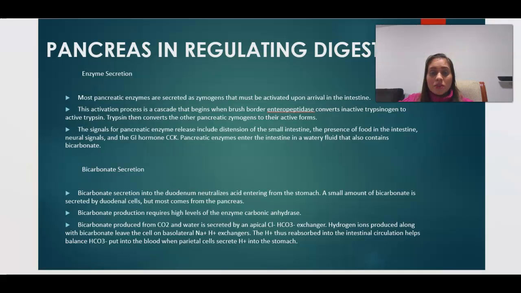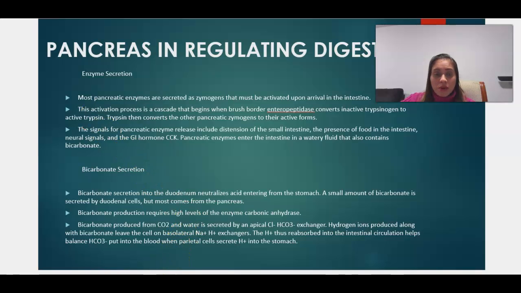Bicarbonate produced from carbon dioxide and water is secreted by an apical chloride-bicarbonate exchanger. Hydrogen ions produced along with bicarbonate leave the cell on basolateral sodium-hydrogen exchangers. The hydrogen thus reabsorbed into the intestinal circulation helps to balance bicarbonate put into the blood when parietal cells secrete hydrogen ions into the stomach. And that's all about regulating digestion in the pancreas and liver.